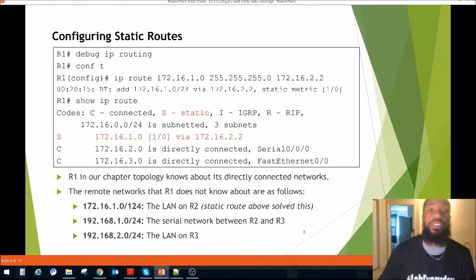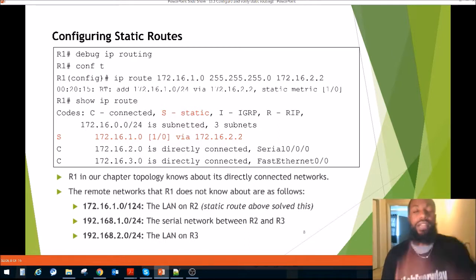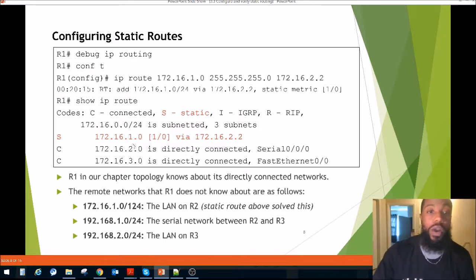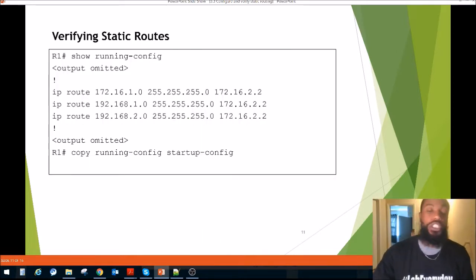Configuring static routes. So, you could debug IP routing. I haven't really done a debug of static routes and stuff, but when you do, this is how you verify it. You just do show IP route. There's also show running config. So you do a show running config, and it shows all your static routes that you have in there.